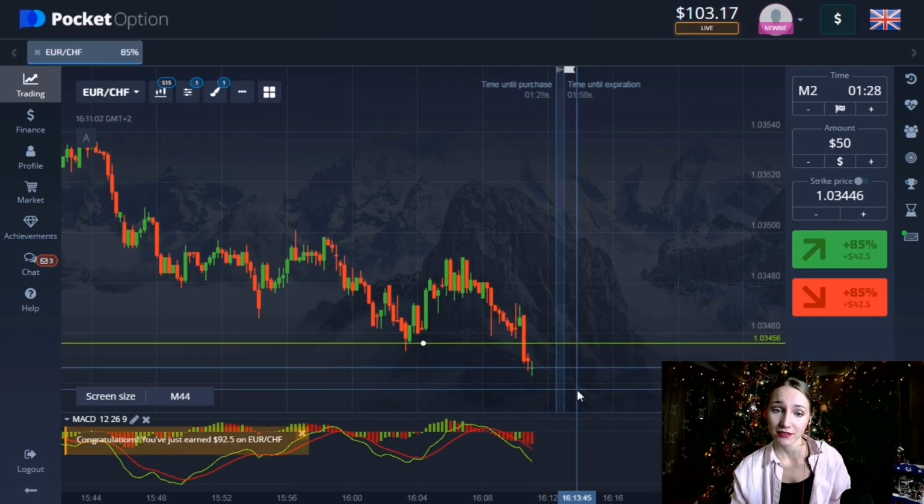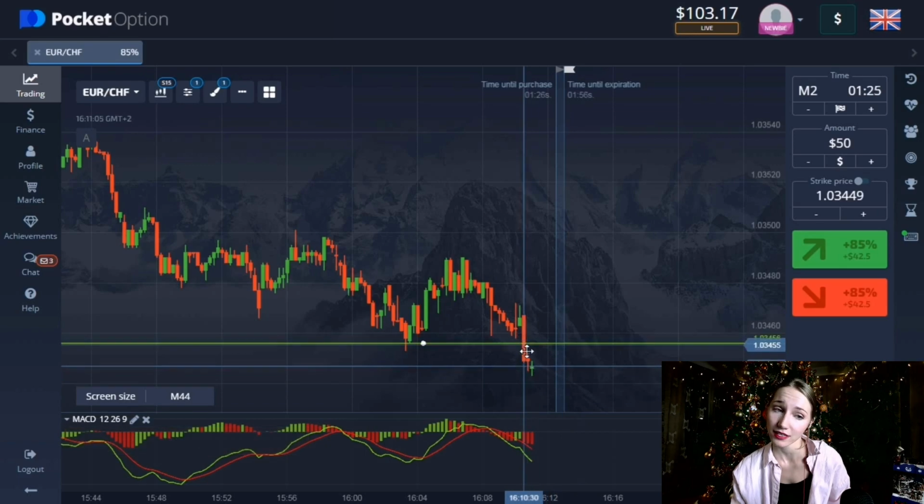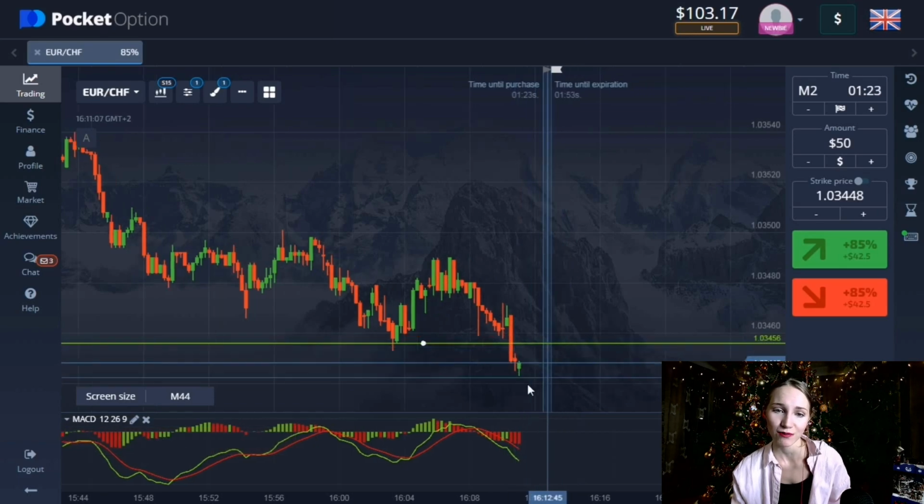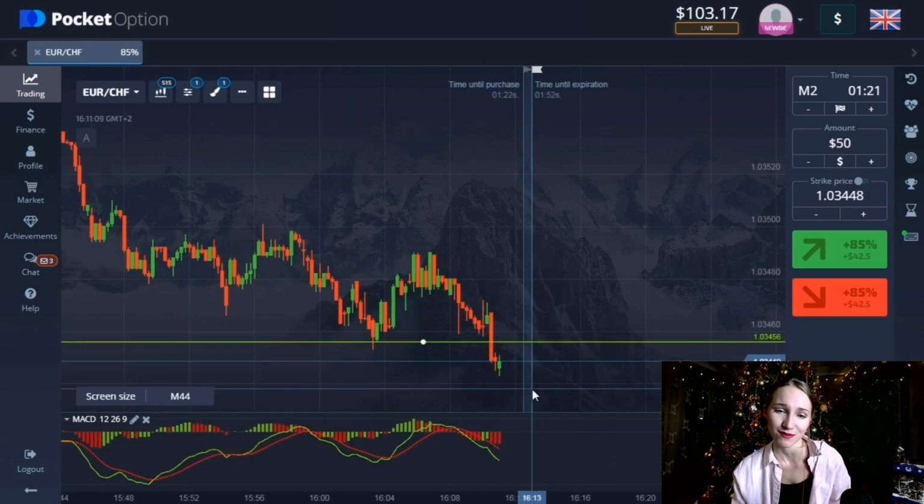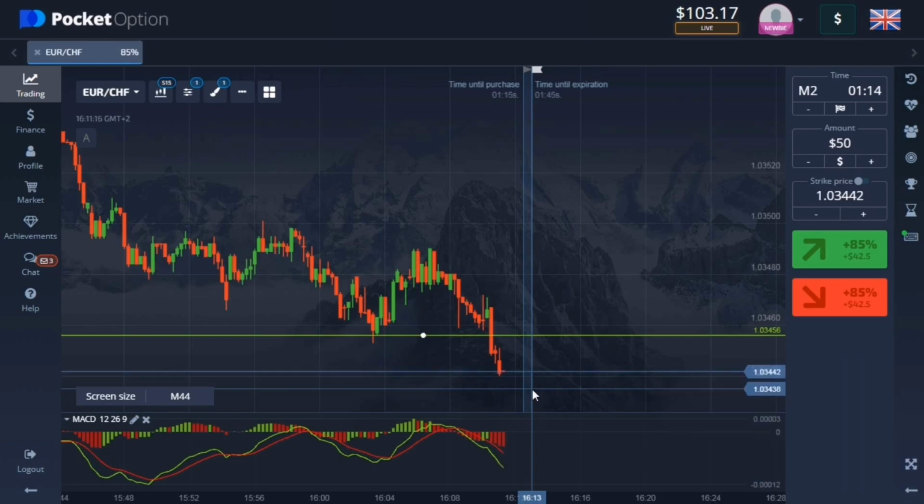Well, it's very good. The price really continued moving down and this level was broken through. We are getting a very brilliant profit and 2 minutes were enough here. So the indicator showed us a very good entry point again. So I like this. Let's continue.